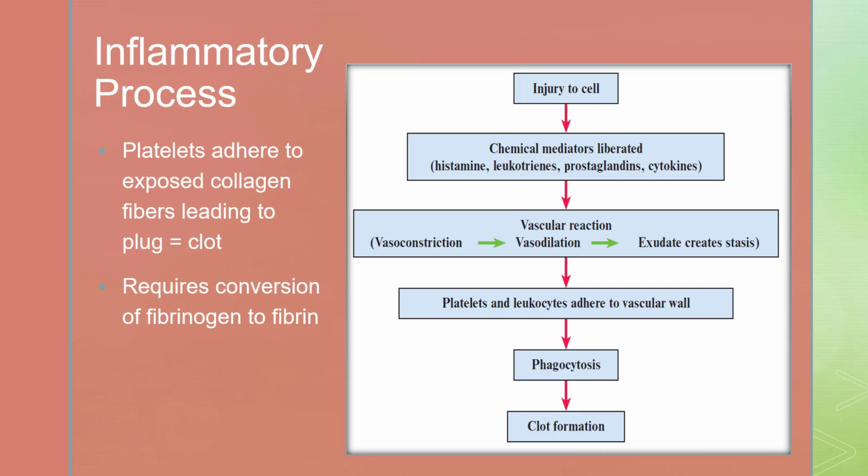The clot obstructs the lymphatic fluid drainage, and we end up with a localized injury response. This requires conversion of fibrinogen to fibrin. In the first stage, thromboplastin is formed. In the second stage, prothrombin is converted to thrombin because of the interaction with thromboplastin.